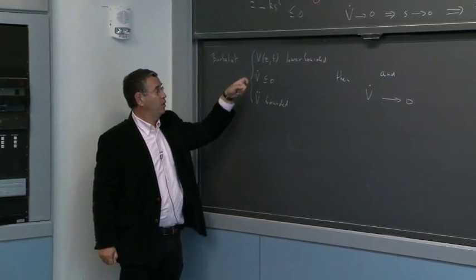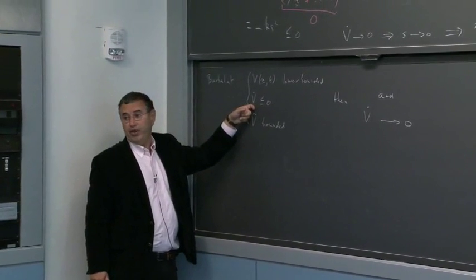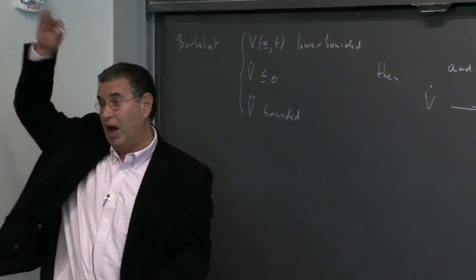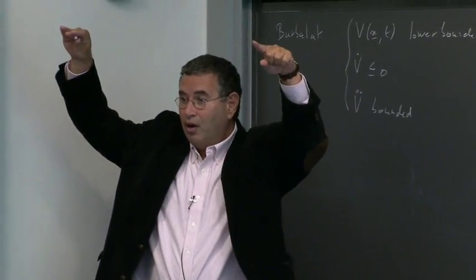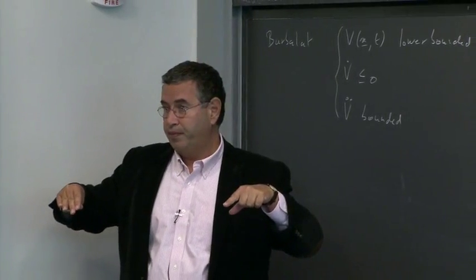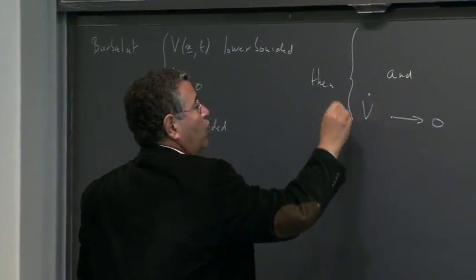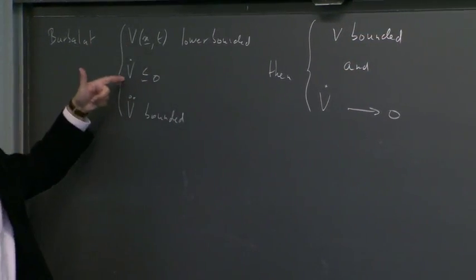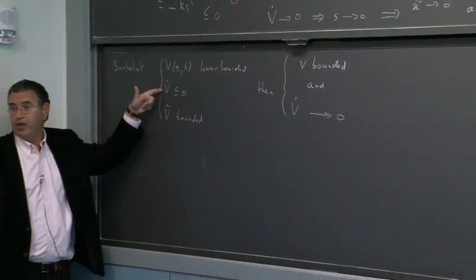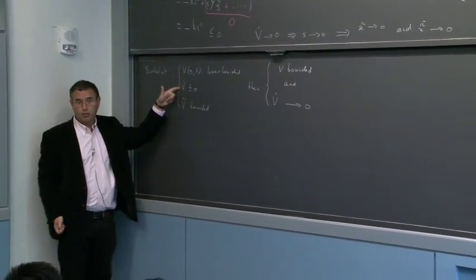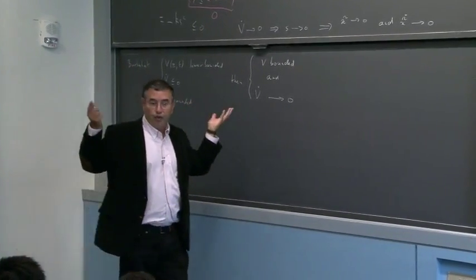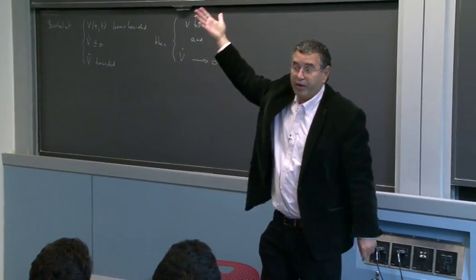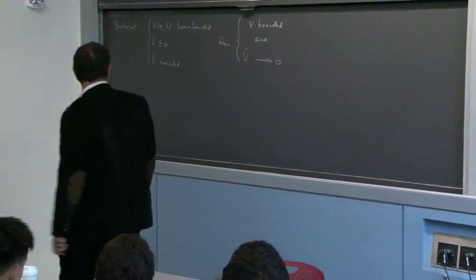There's an easier, more immediate conclusion we can also get from Barbalat's lemma. If V is lower bounded and V dot is always negative, it also means that V is upper bounded as well, because it starts at some value and it can only decrease. So the first part, which is obvious from these two hypotheses, is that V itself is bounded. We know it's lower bounded, and it's of course upper bounded by its initial value.